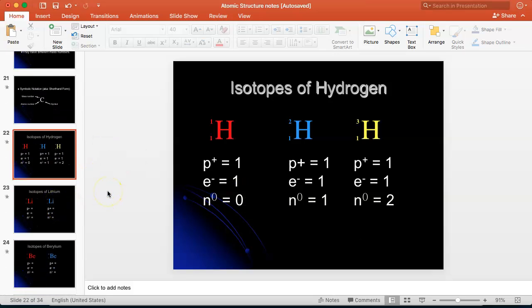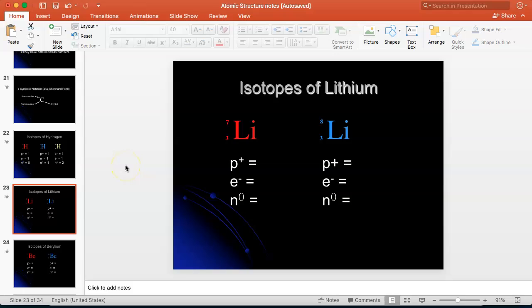Let's try a couple more practice problems. There are a lot of different elements, and every single element has isotopes. Every single atom in the entire universe has at least one other common isotope. So, let's look at lithium, for example. Here, we have two versions of lithium. One has a mass of 7, one has a mass of 8. See if you can figure out the number of protons, neutrons, and electrons that these two versions of lithium would have.